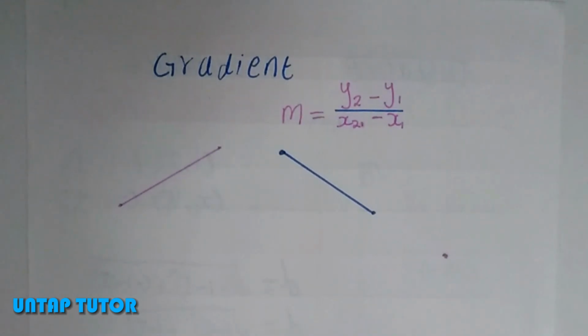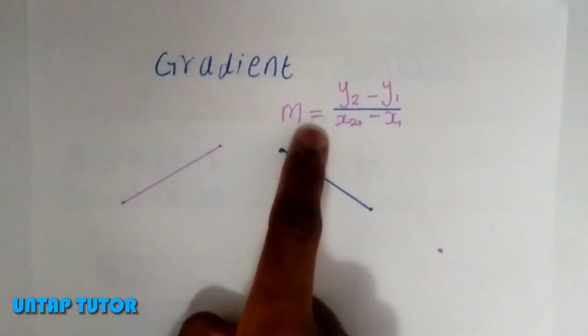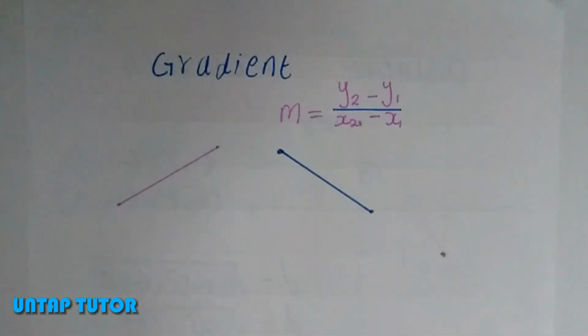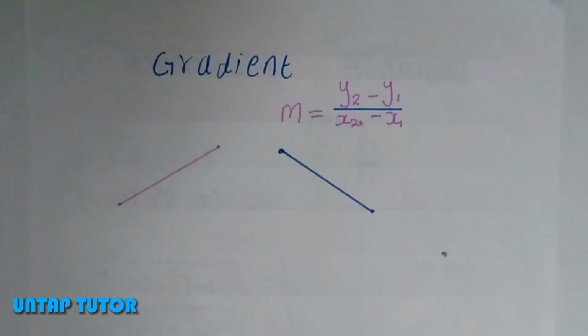This is the formula for finding a gradient of a slope. So the formula says m, which represents a gradient, is equal to y2 minus y1 over x2 minus x1. Before we get to working with the questions, we need to understand this first.